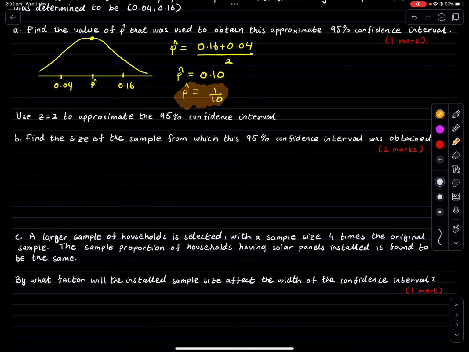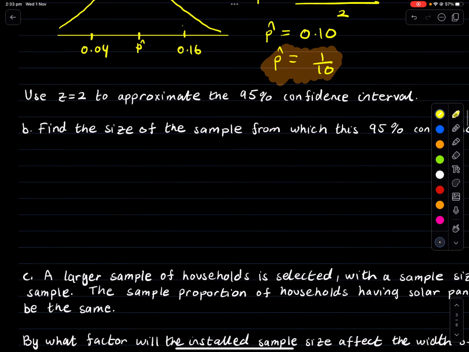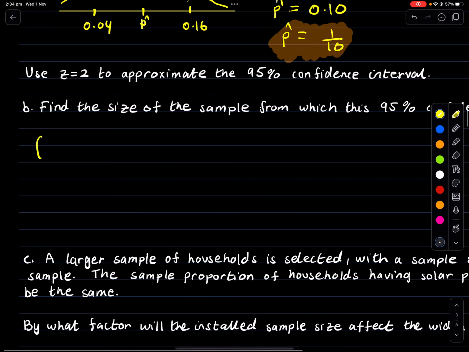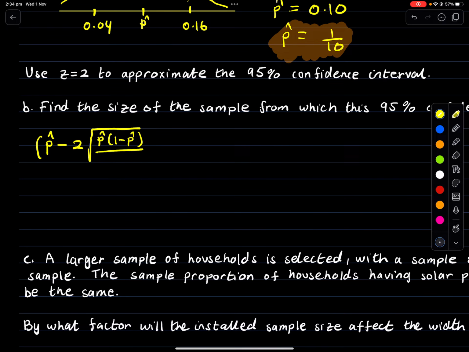Use z equals 2 to approximate the 95% confidence interval. Find the size of the sample from which the 95% confidence interval was obtained. So we need to find the sample size. I'm just going to pick this easy one over here. By the formula, it's just p hat minus z, which in this case is 2, times the square root of p hat times 1 minus p hat over n.